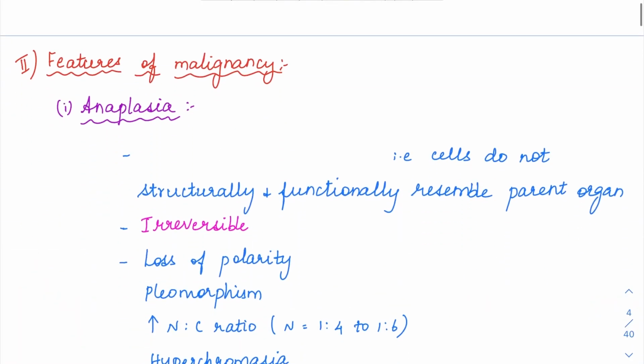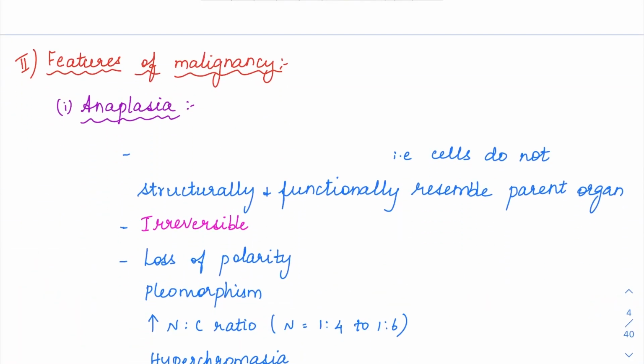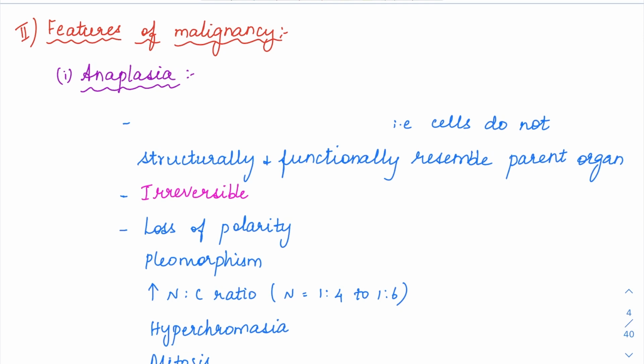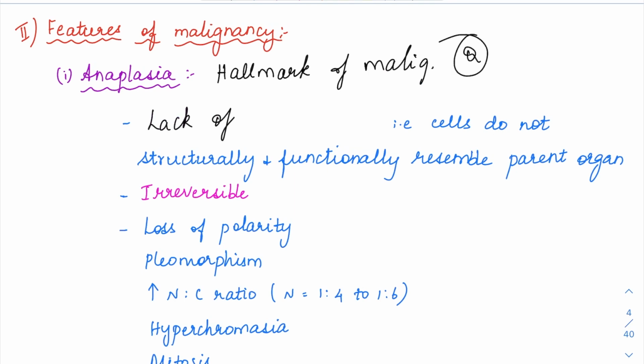Now let's move on to the features of malignancy. Only when you see these features can you classify it as a malignant tumor. Starting with anaplasia. Anaplasia is the hallmark of malignancy. Anaplasia literally means lack of differentiation.